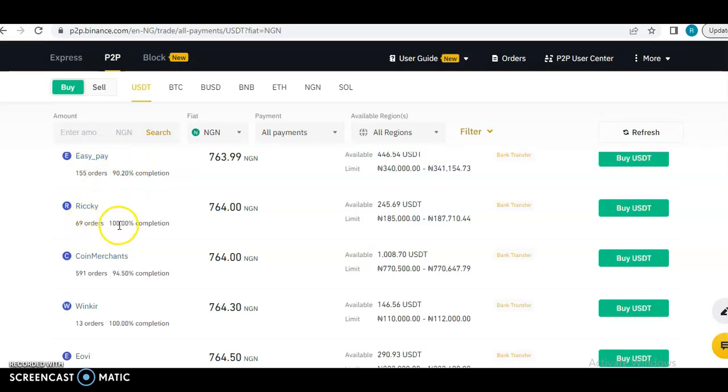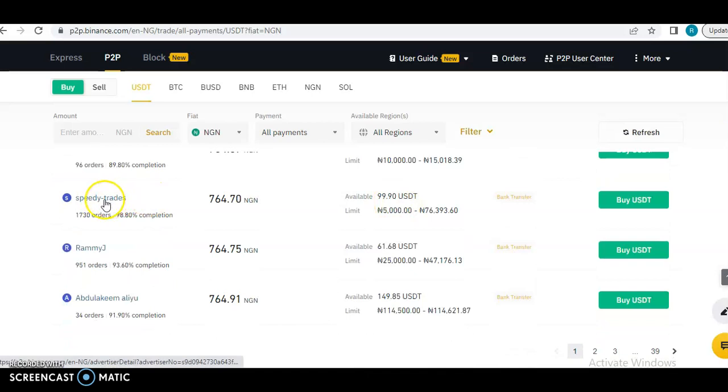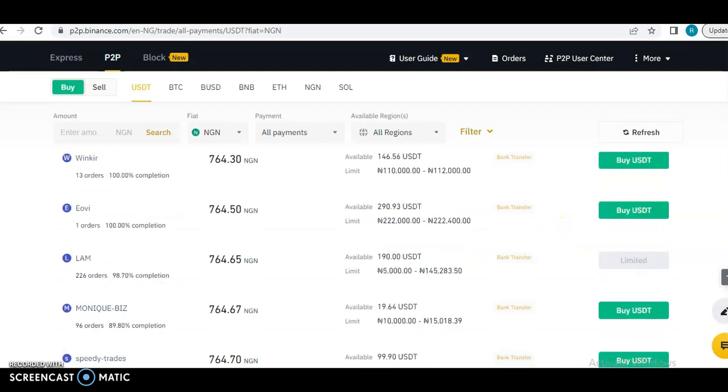Richy has 69 orders with a 100% completion. And let's scroll down. Let us look for guys who have done a lot of transactions. Now, can you see Speedy Trades? He has done 1,730 orders with 98% completion. This is very wonderful. What I look out for before I buy from somebody is somebody who has done a lot of orders with a very good completion rate. I can barely manage 85 or so, but I always go for 90, and somebody who has done a lot of trades.